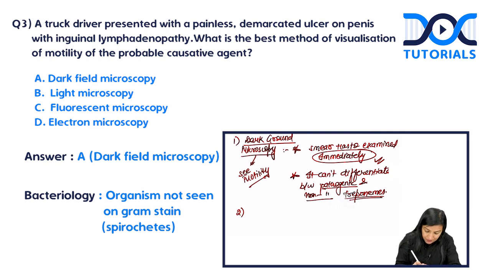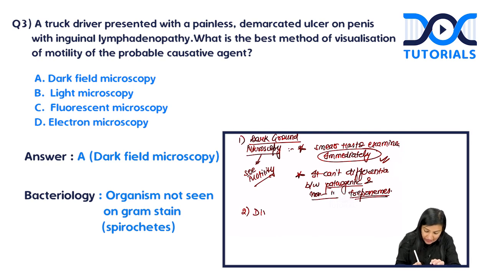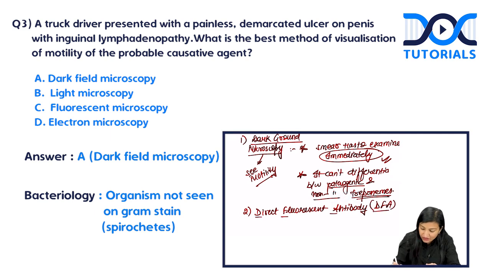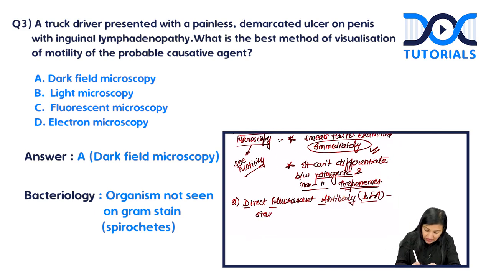Then we have direct fluorescent antibody, that is DFA stain for Treponema pallidum.